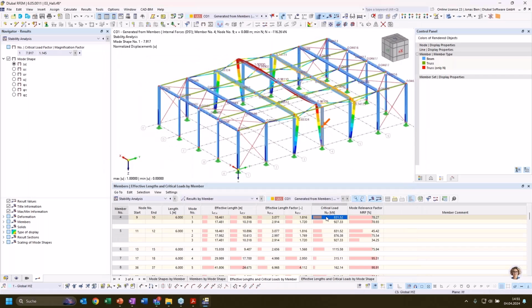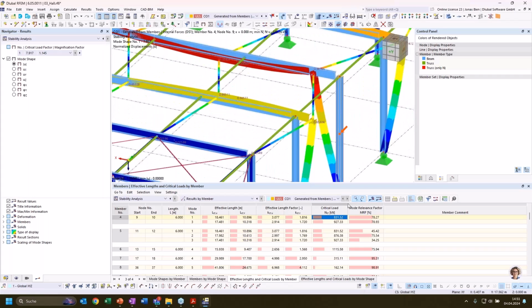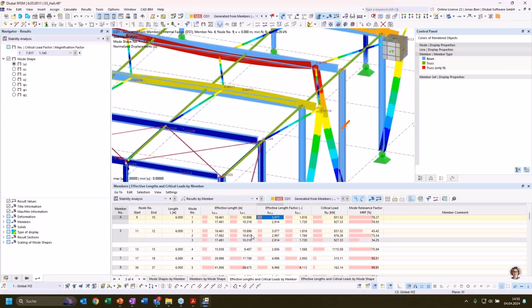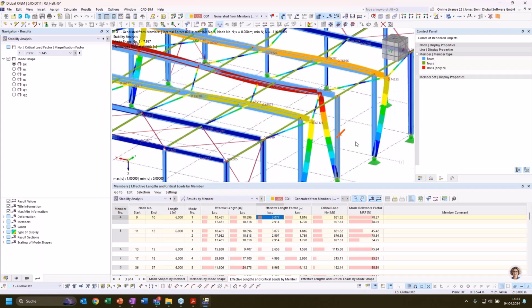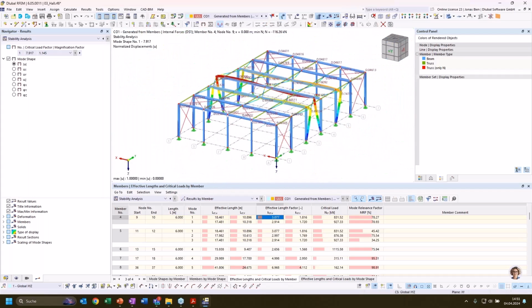And then I would again follow the rule from the last smaller example, that I take the mode that has the lowest critical load with a significant mode relevance factor, and take the effective length factor for, in this case, buckling around the strong axis from this mode shape. So this is how the mode relevance factor can help you to assess the relevant mode shapes for a particular member design. Yeah, that's what I wanted to show you on this model.